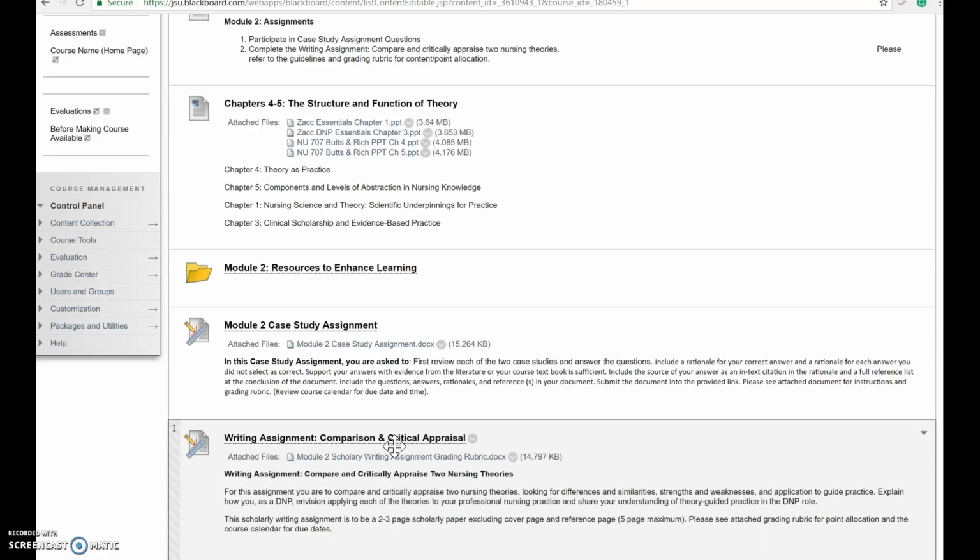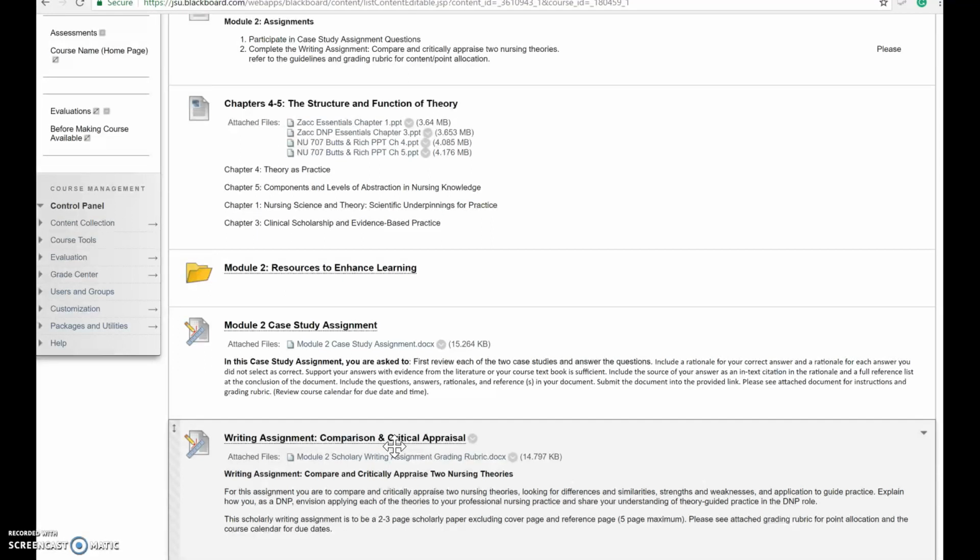It says insights. You're going to choose two nursing theories, and you're going to be looking for differences and similarities between the two theories, strengths and weaknesses, and application to guide practice. You're going to share your understanding of theory-guided practice in the DNP role.